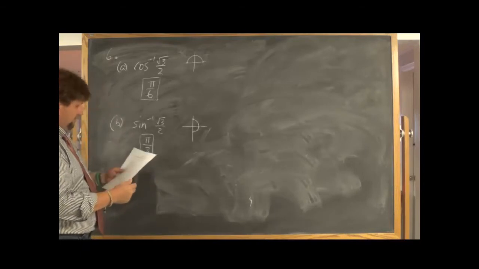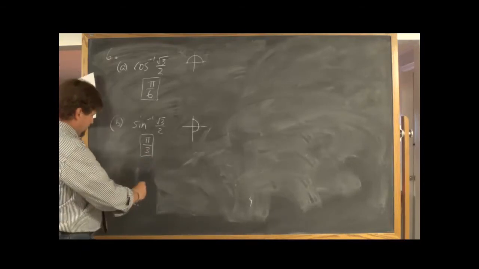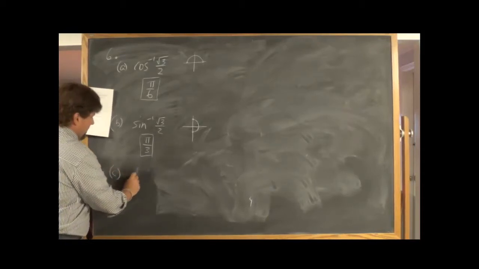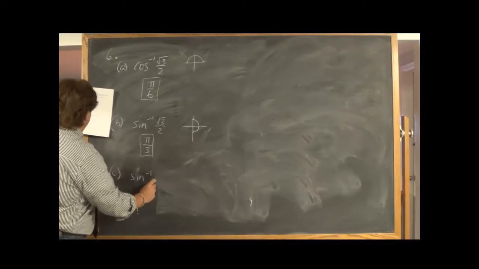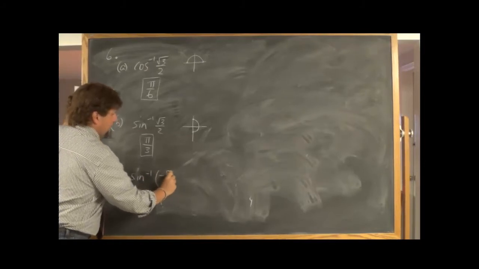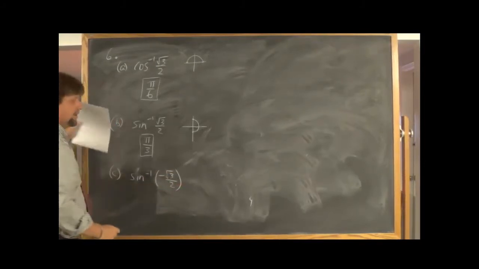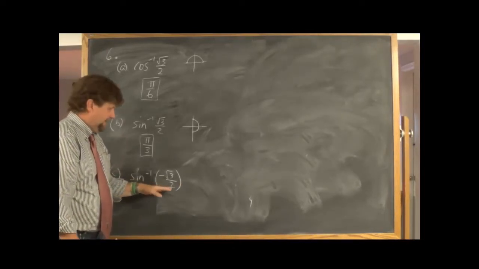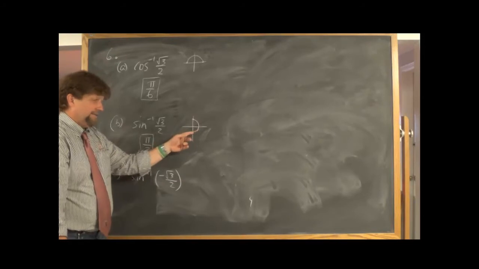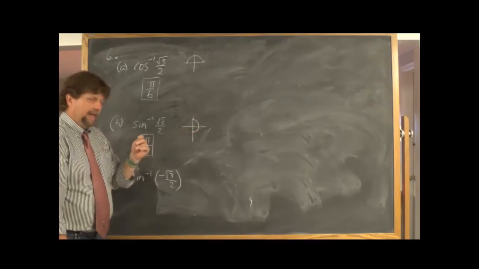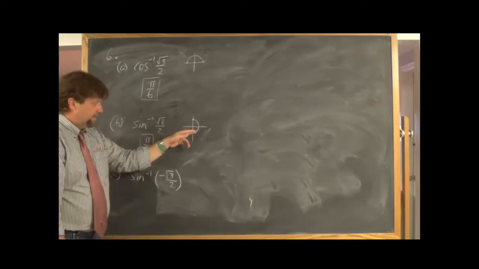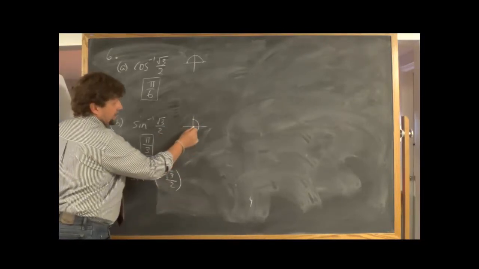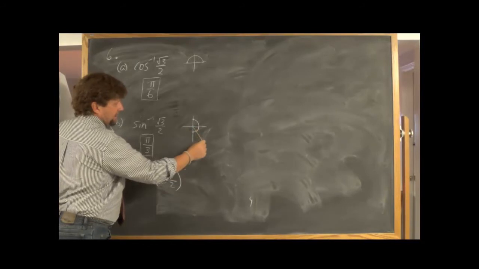And hopefully you have those two right now. Part C. Let me try to squeeze C in down here. Inverse sine of negative square root 3 over 2. Again, inverse sine is going to find an angle off the right half of the unit circle. And that angle on the right half of the unit circle that we're looking for is the angle about right here.